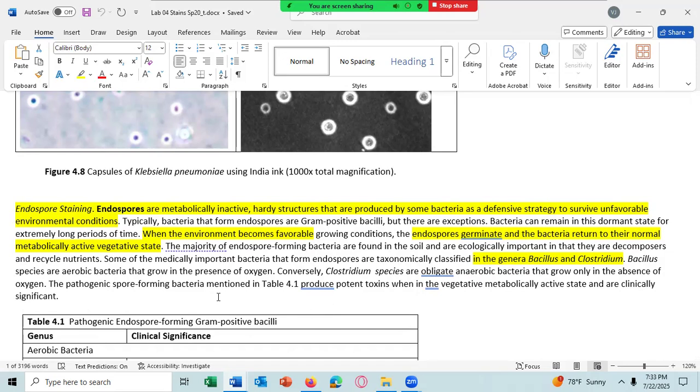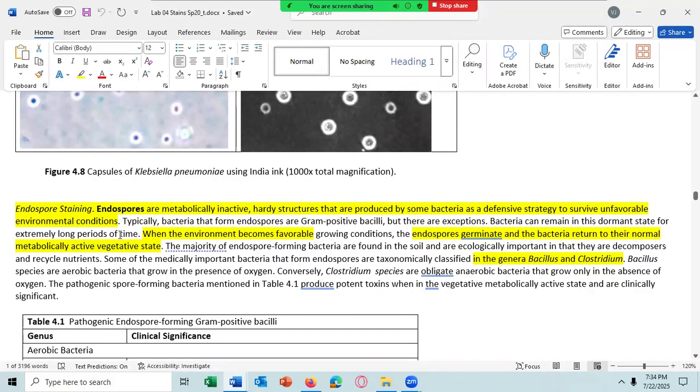All right, another special stain is the endospore stain, which is used to show endospores, a special structure made in certain species of cells to allow the cell to survive harsh environmental conditions. Endospores are metabolically inactive, hardy structures. They're a defensive strategy that some species make in order to survive harsh environmental conditions.